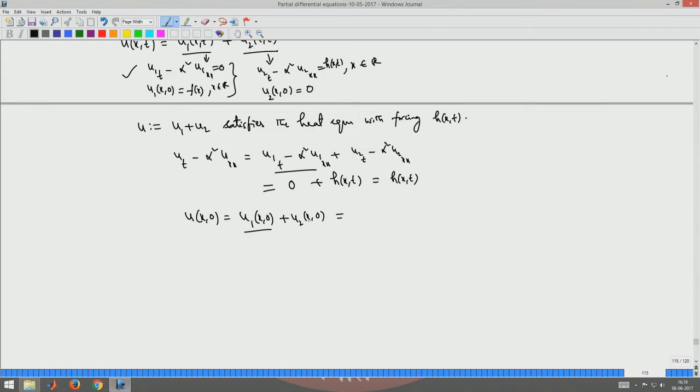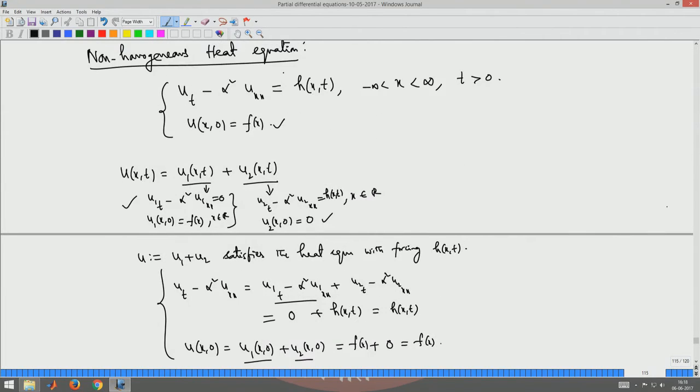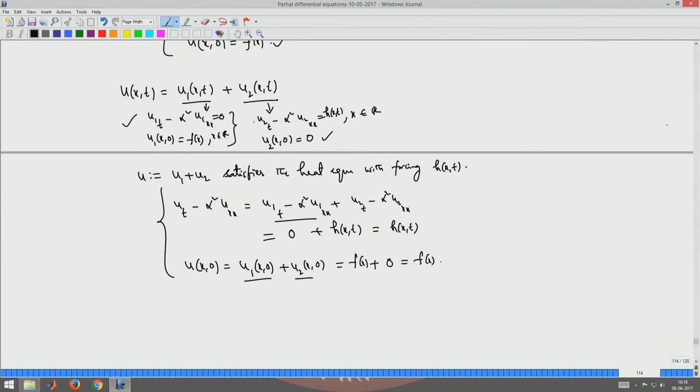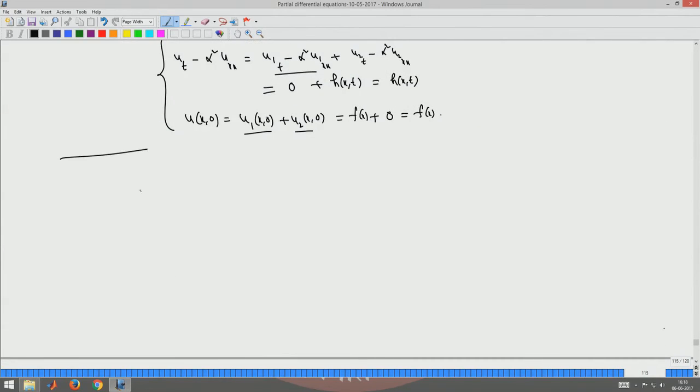So what is u1 at x 0? That is f x, and this becomes 0, because that is how I defined the problem for u2. So this is f x. So the sum of u1 and u2 satisfies the non-homogeneous equation. If you solve these two problems, that means you solve the non-homogeneous equation. This we already know, and this we will try to calculate. So we will look at this problem.